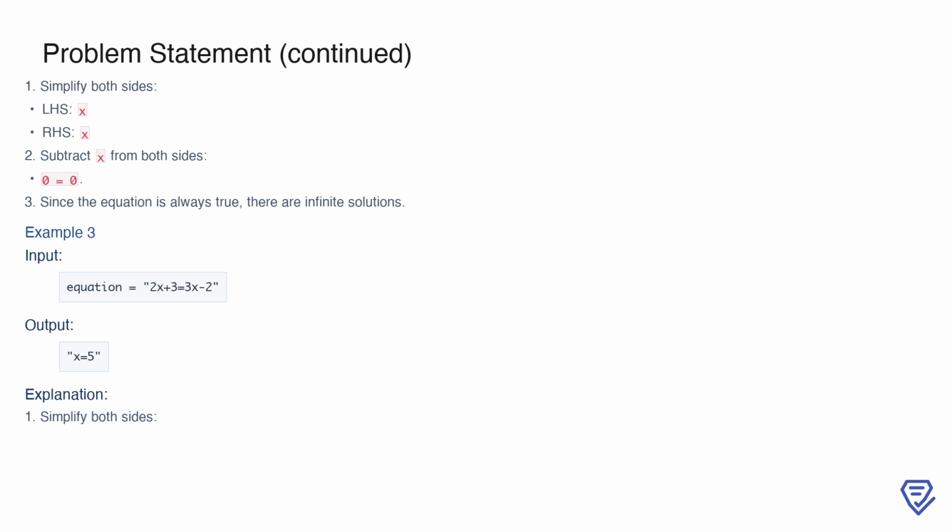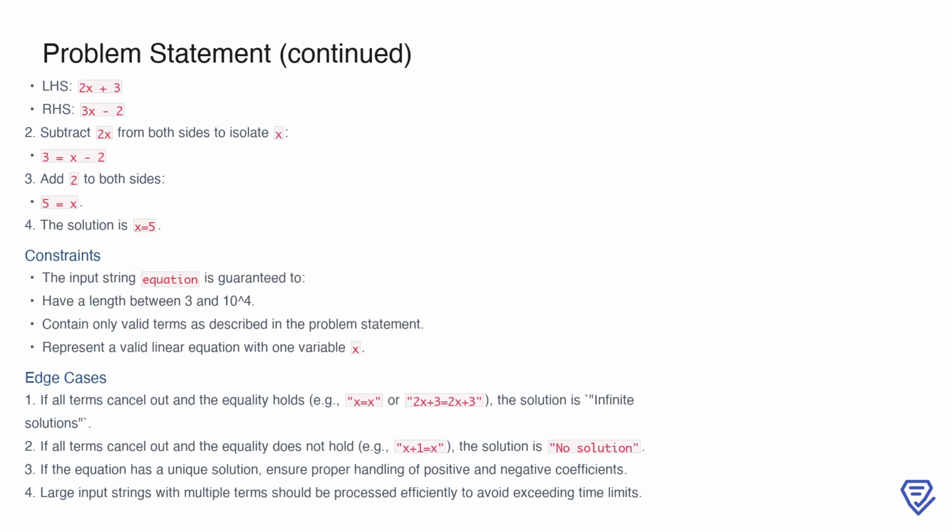Now, let's look at another example. Suppose the input equation is 2x plus 3 equals 3x-2. In this case, the output is x equals 5, indicating that there is a unique solution for x, and its value is 5. To solve the equation 2x plus 3 equals 3x-2, we start by simplifying both sides.